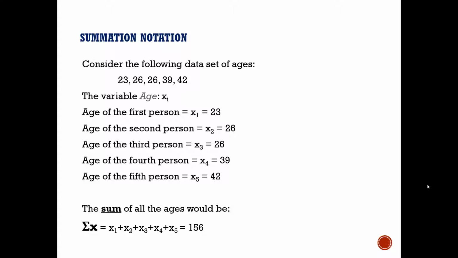And then we have what we call the sum. Now that sigma, that funny looking E thing, says sum everything that comes after it. In other words, add up everything that comes after it. So when we say sigma x, we're saying sum of x, which is add all of those x's together. Adding all of the values together gives us the number 156.